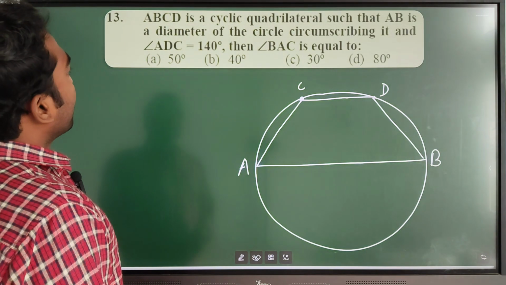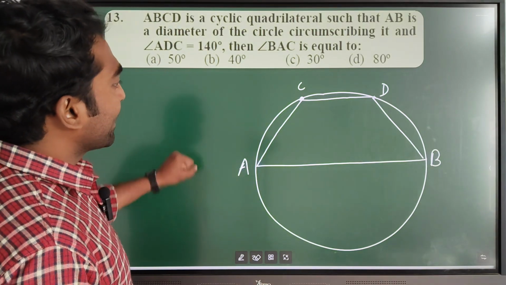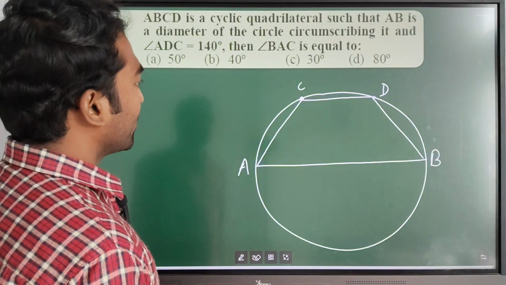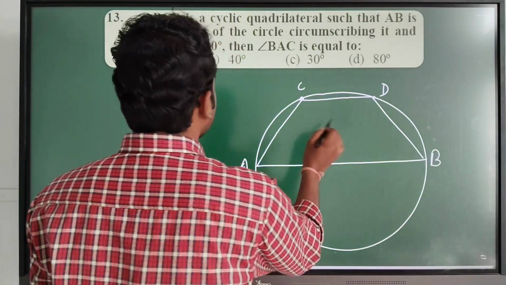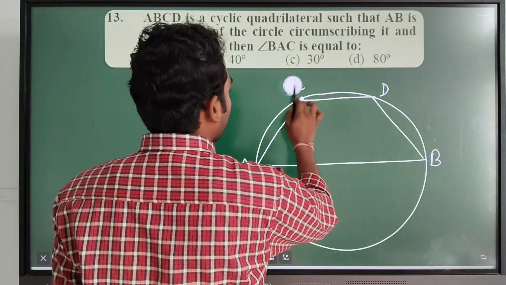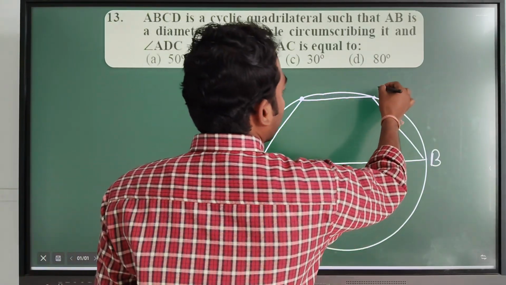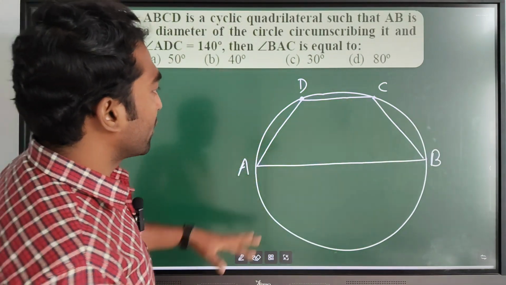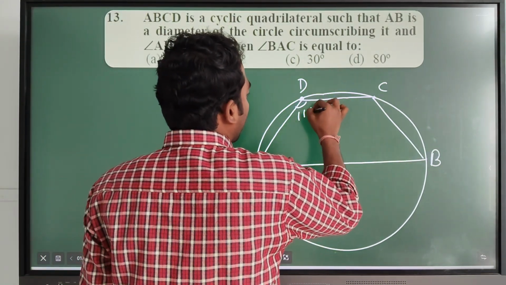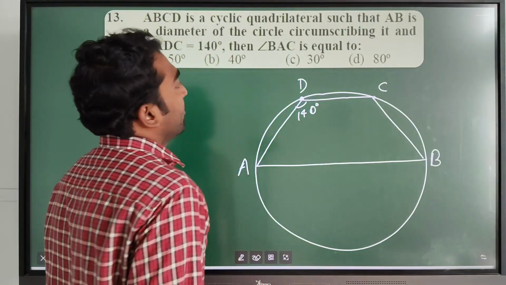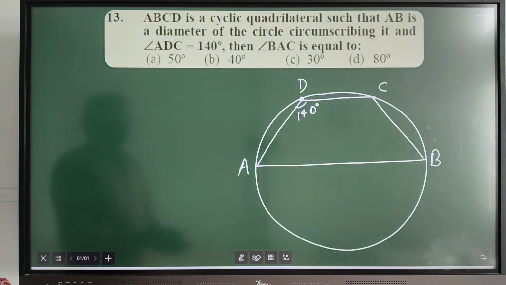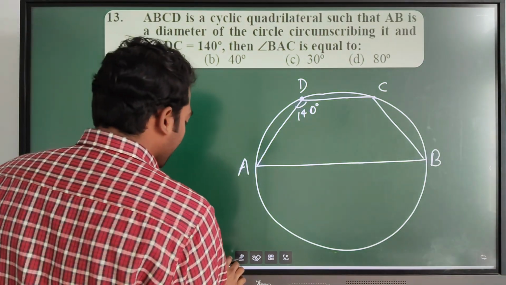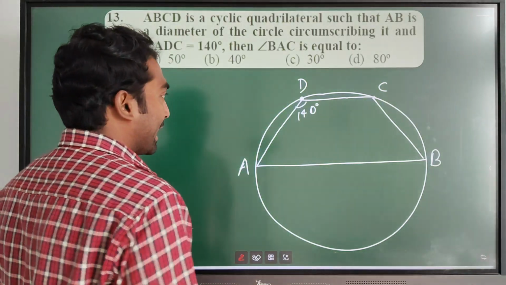And what will be the given? Angle ADC is equal to 140. You have to change the position, which means this is point C and this is point D, ABCD. So angle ADC is equal to 140, which means this angle is 140 degrees. So you have to find angle BAC. How can we solve this question? You have to construct a line AC.